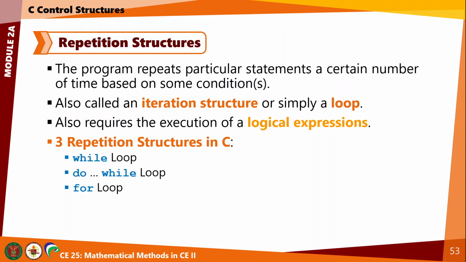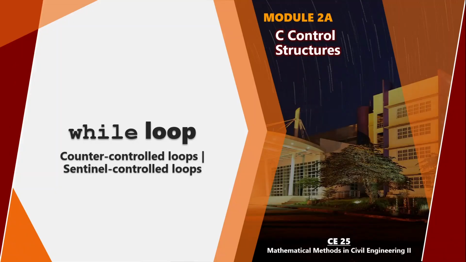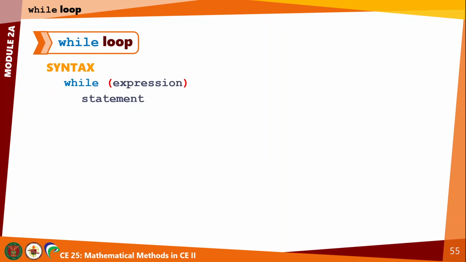Just like the selection structure, it also requires a logical expression that needs to be evaluated. And I will be discussing three repetition structures in C. First one is the while loop, which is the main content for this video. And then next is do while, and finally the for loop. Okay, for this video, I'll be just discussing the while loop. So, ano nga ba ito? Ito yung syntax niya. You have while and then the logical expression, tapos yung statement na i-execute niya.